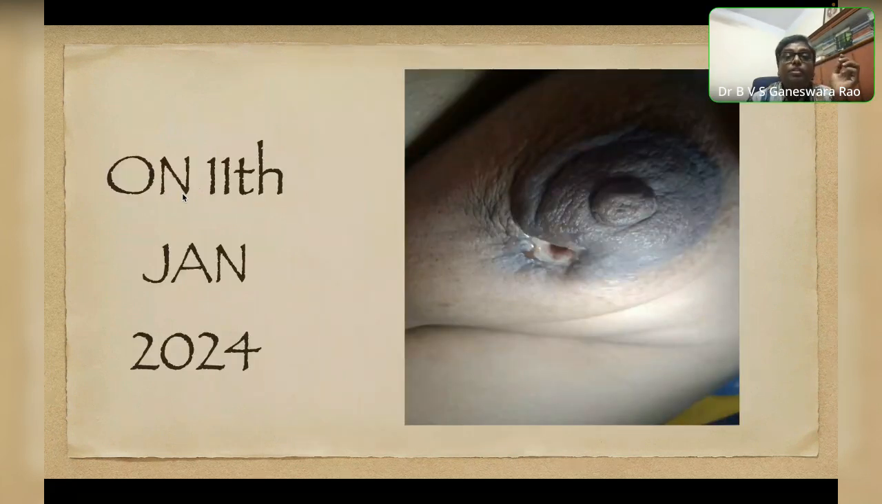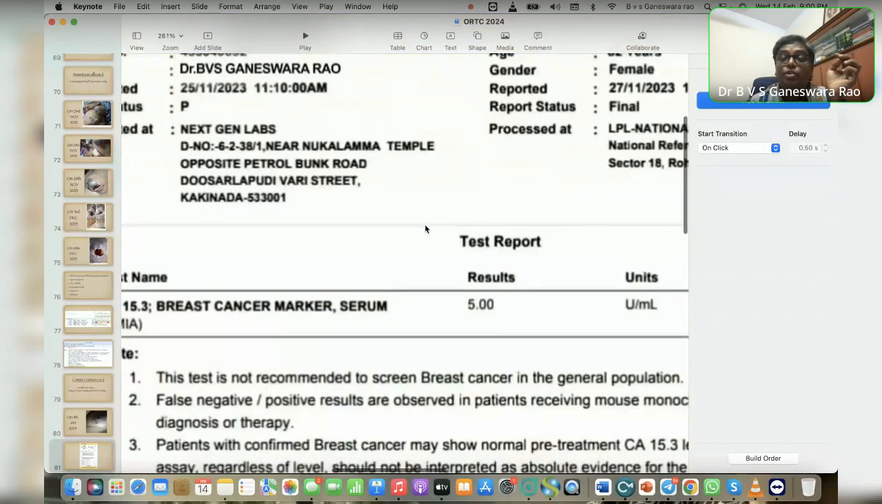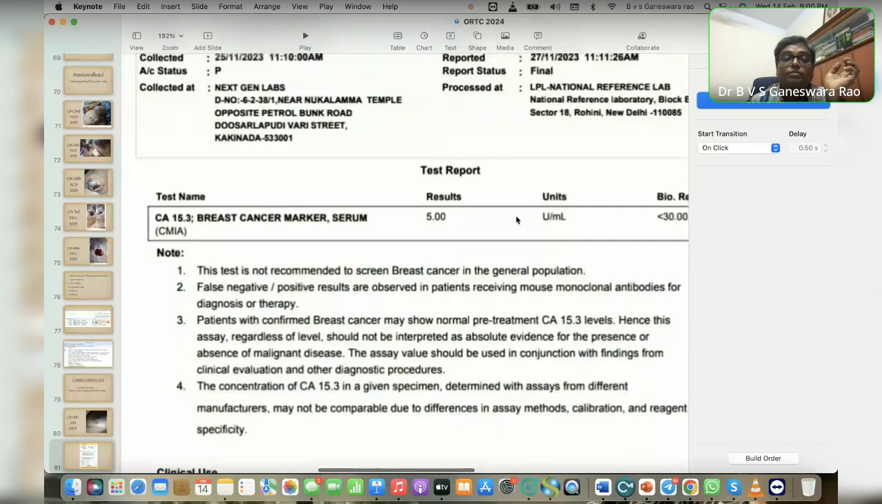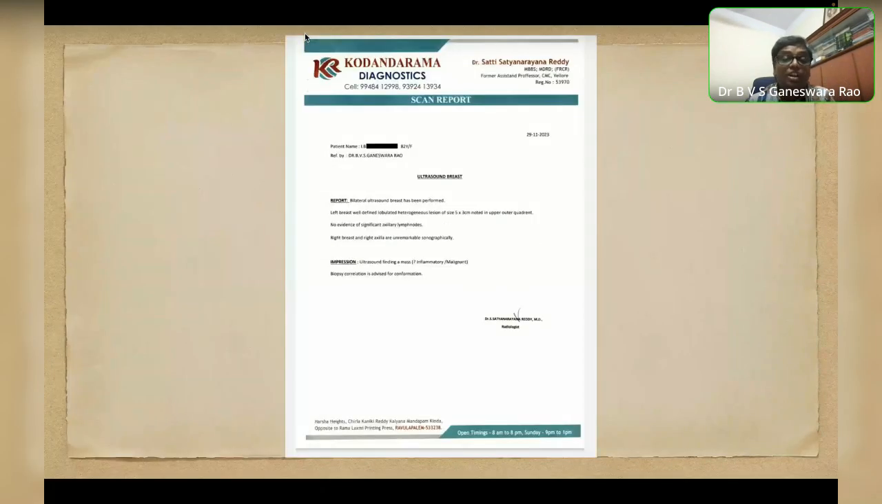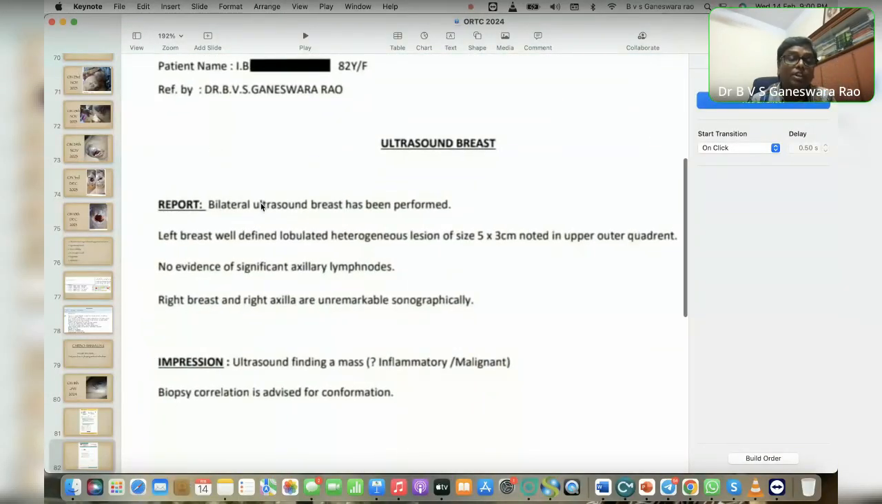And then we have made out the report again. See, the cancer marker test, which used to be more than 45, came down to 5. And then the ultrasound. Prior to that, there was a strong confirmation of malignancy. Now, the ultrasound finds no mark. There is a query only.